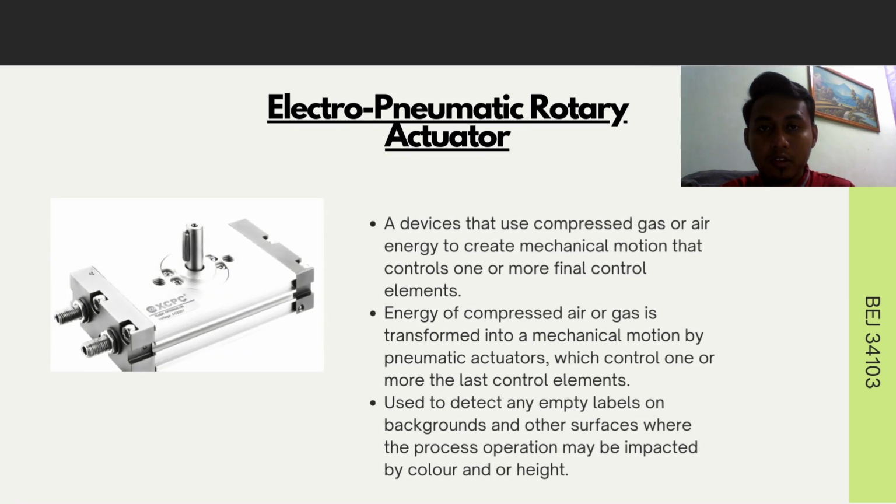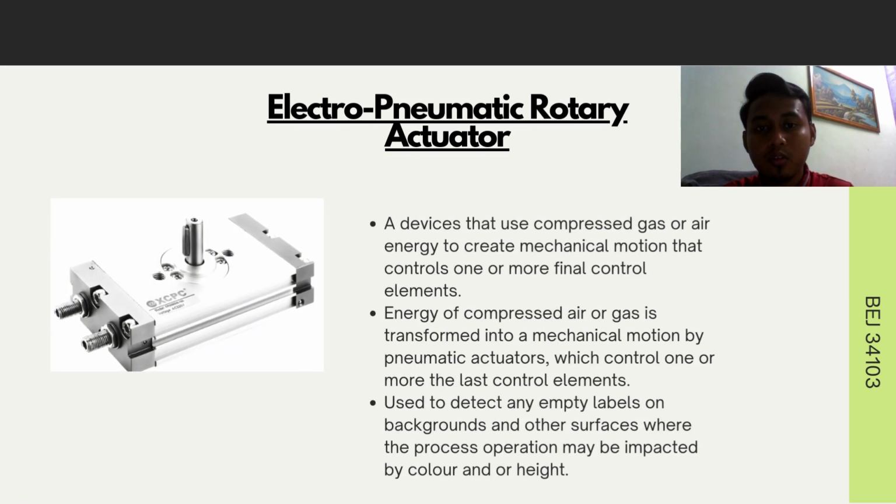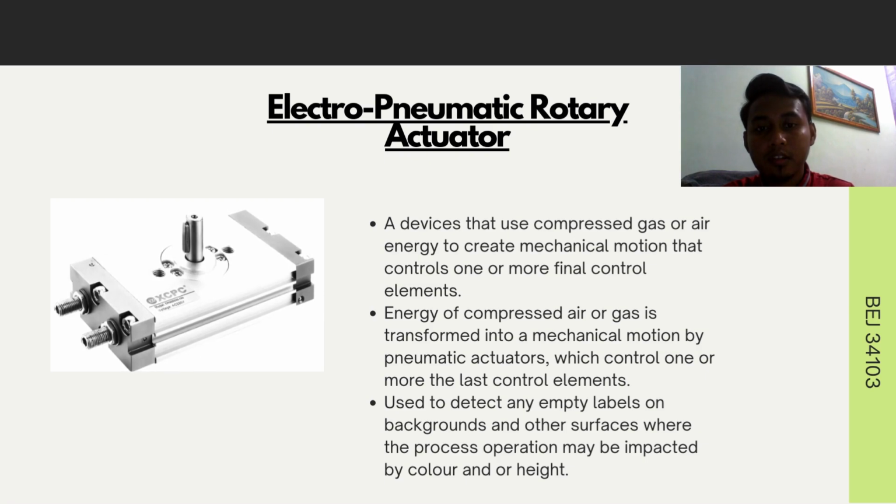The second one is the actuator, which is the electro-pneumatic rotary, a device that uses compressed gas or air energy to create mechanical motion that controls one or more final control elements. Energy or compressed air or gas is transformed into a mechanical motion by pneumatic actuators, which control one or more of the final control elements. It is used to detect any empty labels on backgrounds and other surfaces where the process operation may be impacted by the color or height.